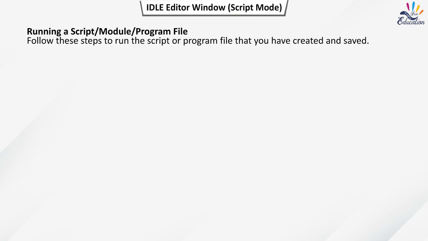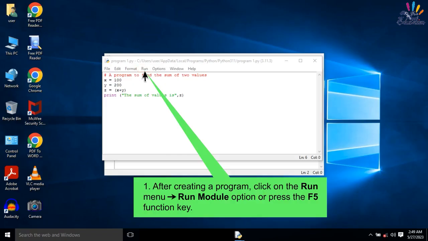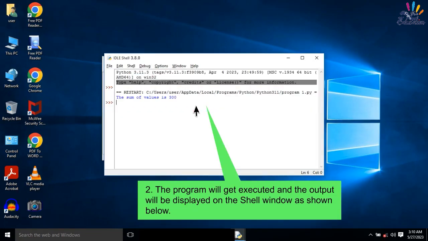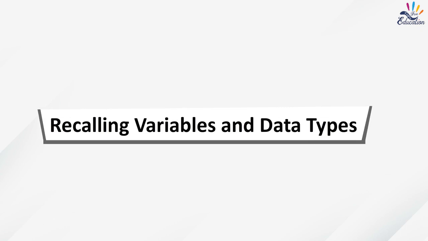Running a script or module or program file. Follow these steps to run the script or program file that you have created and saved. After creating a program, click on the Run menu, Run Module option, or press the F5 function key. The program will get executed and the output will be displayed on the shell window as shown below.